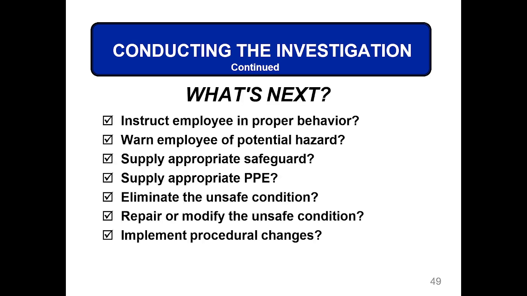Then what is next? Instruct employee in proper behavior. Warn the employee of potential hazard. Supply appropriate safeguards. Supply appropriate PPE. Eliminate the unsafe conditions. Repair or modify the unsafe conditions. Implement procedural changes. And of course, all these measures can be derived from the accident investigation. Whatever information you get is what you use to come up with the recommendations.